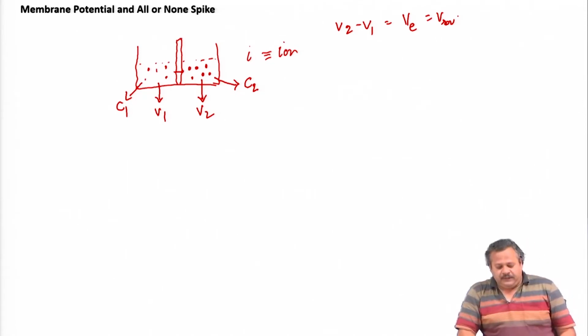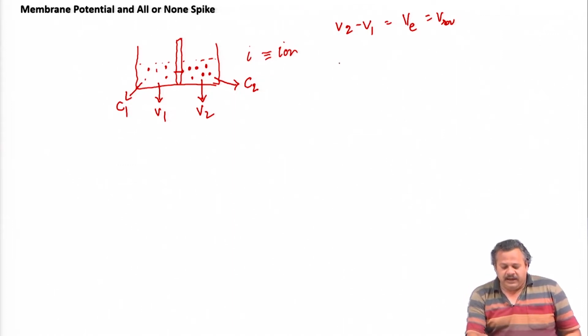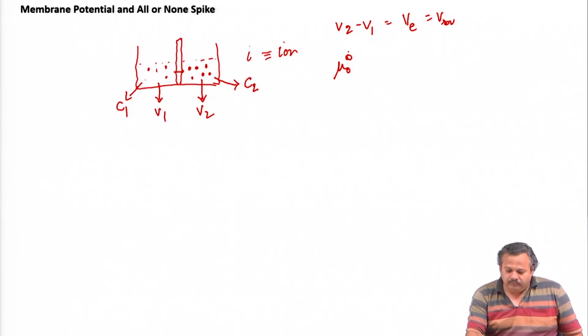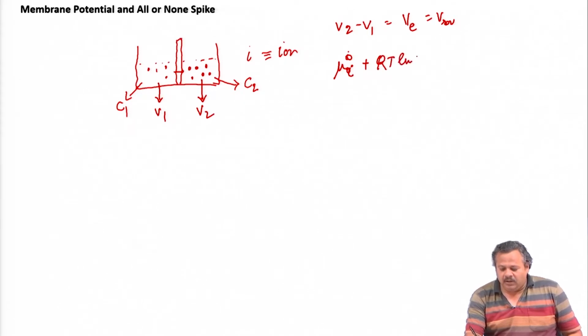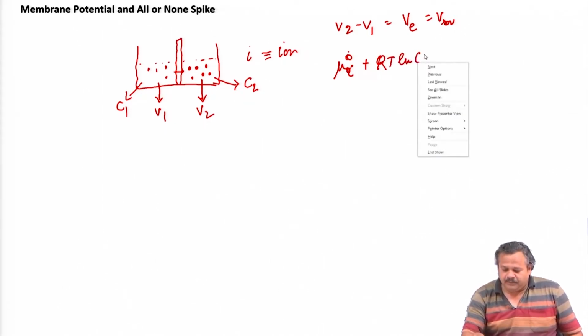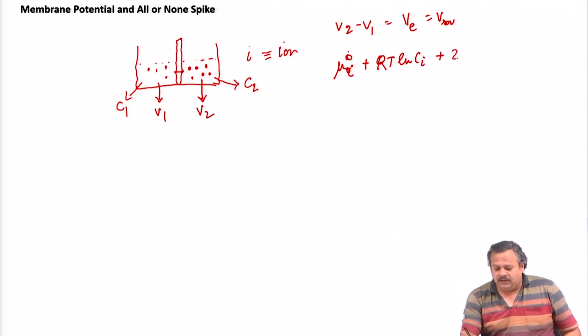So, if we think of it in this way, the total electrochemical potential on the left hand side, if we write it as mu I, is mu I 0 plus R T log C I plus Z F V I.